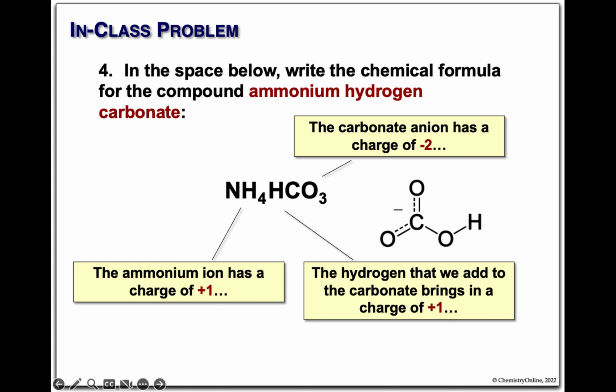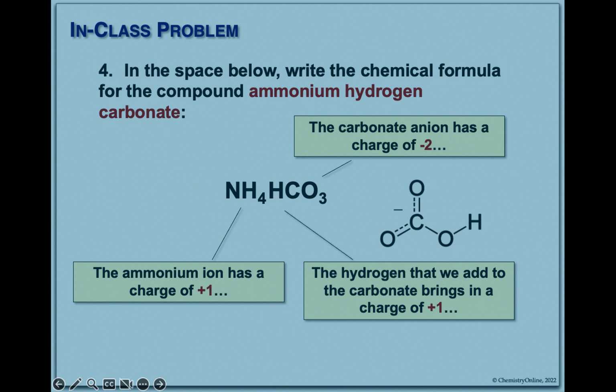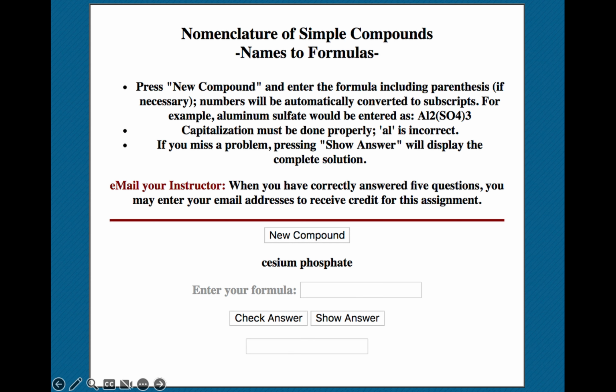Number 5, Willis. Again, these all come from here. Cesium phosphate. Cesium is here, group 1 metal. Phosphate, we know, is a -3. This will be plus 1. We need 3 of them. Cs3PO4.